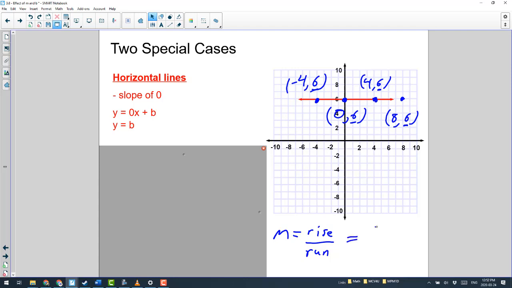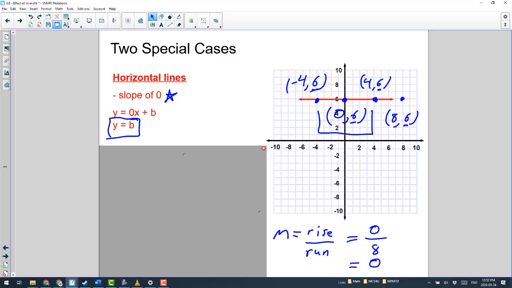So when I do my rise, you can see, well, there is no rise. So the rise would be 0. And the run, let's say I'm going from my 2 original points, from here to here. I'm going from -4 to +4, so I'm going over 8. So my rise over run is 0 over 8, which is, of course, just 0. So this is going to be true for any horizontal line. So putting that into our equation, if we know the slope is 0, that means y equals 0x plus b. Well, 0 times x is just 0. So we're left with just y equals b.